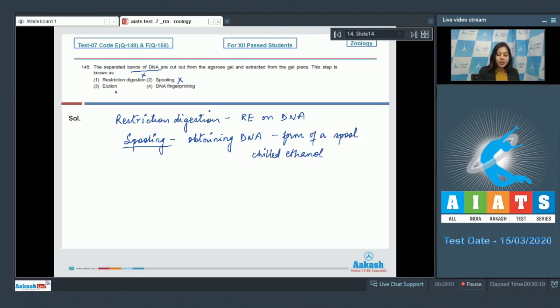Number 3, elution is the correct answer as elution is the process of extraction and cutting out DNA strands from the piece of agarose gel. Number 4, DNA fingerprinting is also incorrect as DNA fingerprinting is a technique used to identify living beings on the basis of their DNA samples. So the correct answer here becomes option number 3. Proceeding to the next question.